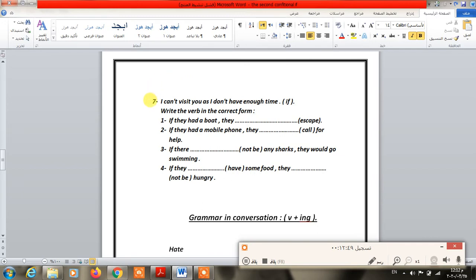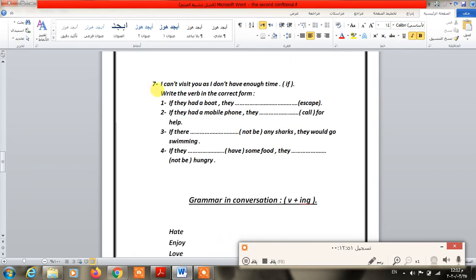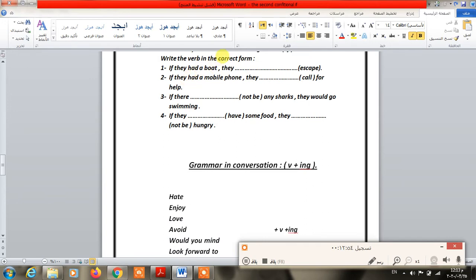Okay, now write the verb in the correct form. If they had a boat, they escape. Had is past. I have past simple, so the second sentence will consist of would plus the infinitive. So if they had a boat, they would escape.